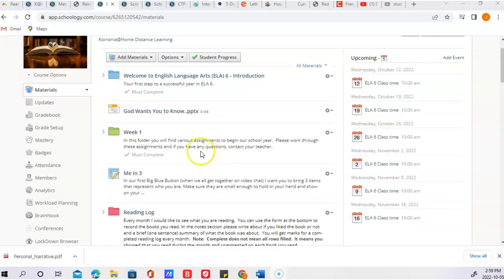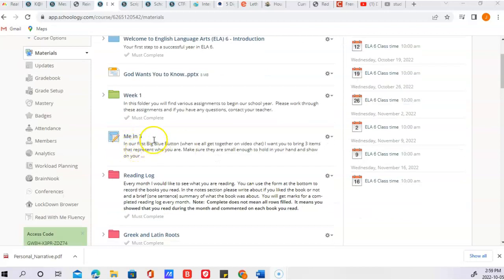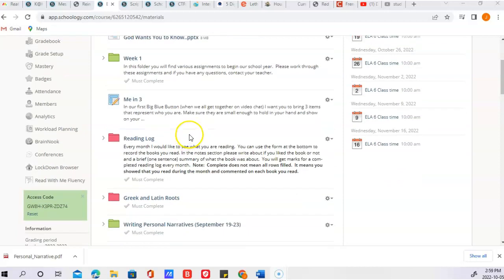Okay, so we're done week one's work, or we should be done week one. We still have to do the me and three. I keep forgetting to do that, but now that I think we've got all our technical issues figured out, we will do that the next class if we can. Remember to print off a reading log so that you're getting your reading done and recorded for the month of October.